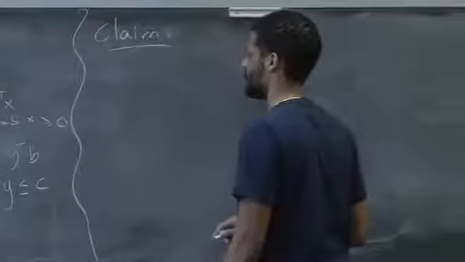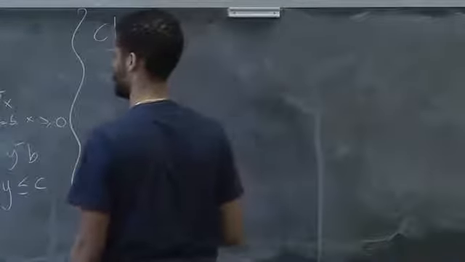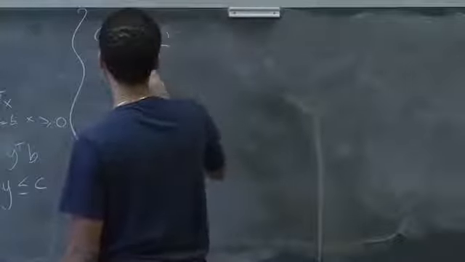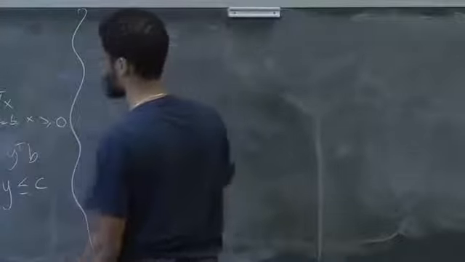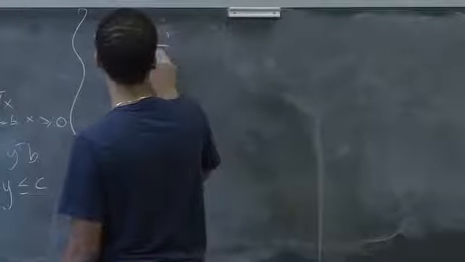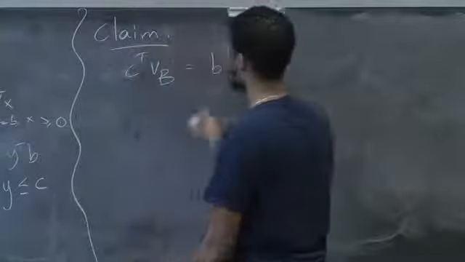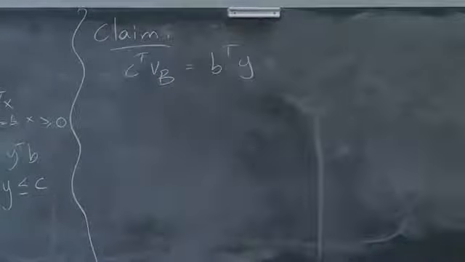So the first claim is that, currently we have some iterate, some vertex VB, that C transpose VB is equal to B transpose Y. Okay. So VB is the vertex we're currently at.